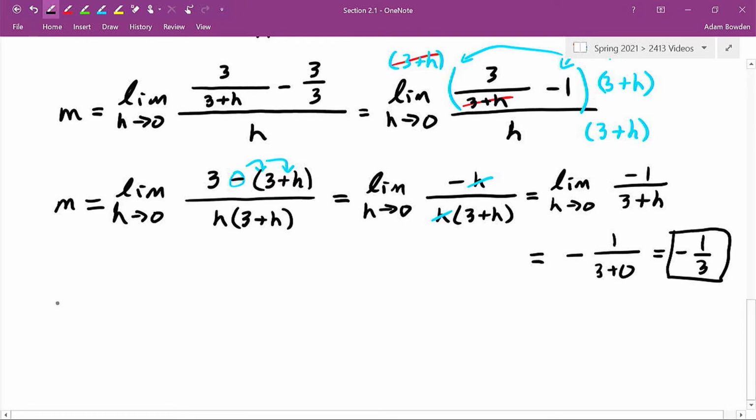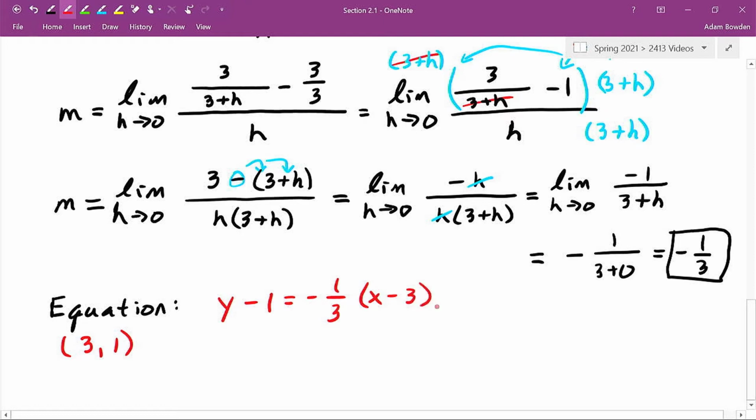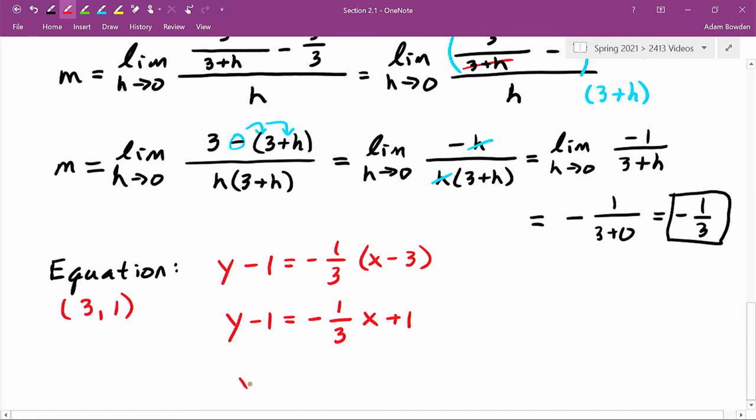From here, what I'll do is find the equation of the tangent line, using again the point we had up above, which was (3, 1). We'll plug that in to get y minus 1 equals negative 1/3 times (x minus 3). We'll need to solve this for y just to make it in our more normal form of writing it. We'll get negative 1/3 x plus 1. So solving that will give us y equals negative 1/3 x plus 2.